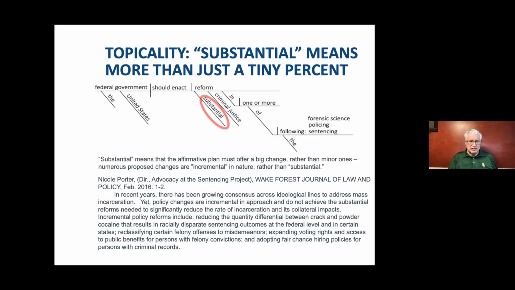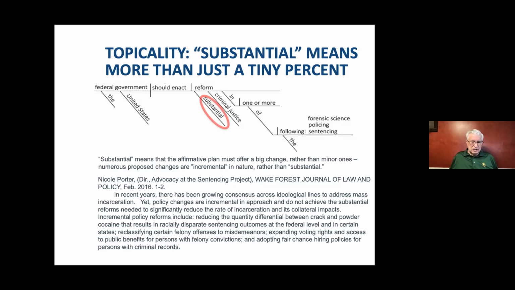Here's a very interesting piece of evidence that I found. And by the way, train your debaters that when they're doing their research, their eyes should just light up whenever they see any of the words in the topic, like enact or substantial or sentencing or policing, because that's contextual topicality evidence. And so this particular piece of evidence in the Wake Forest Journal of Law and Policy: in recent years, there's been a growing consensus among ideological lines to address mass incarceration, yet policy changes are incremental in approach and do not achieve the substantial reforms needed to significantly reduce the rate of incarceration and its collateral impacts.